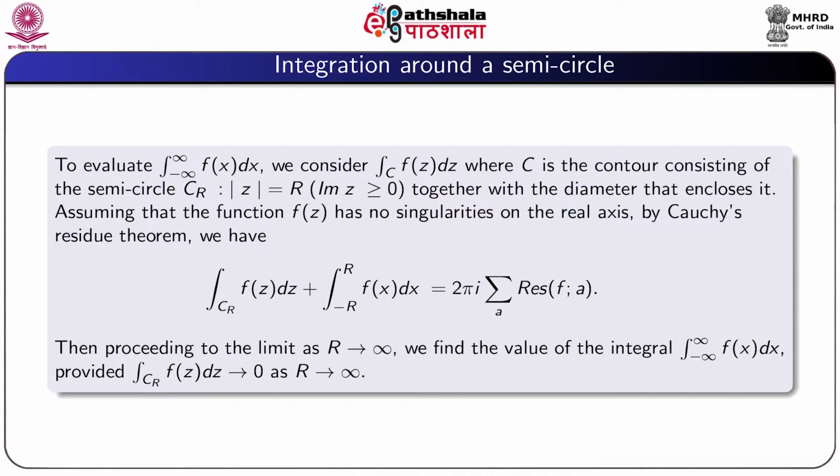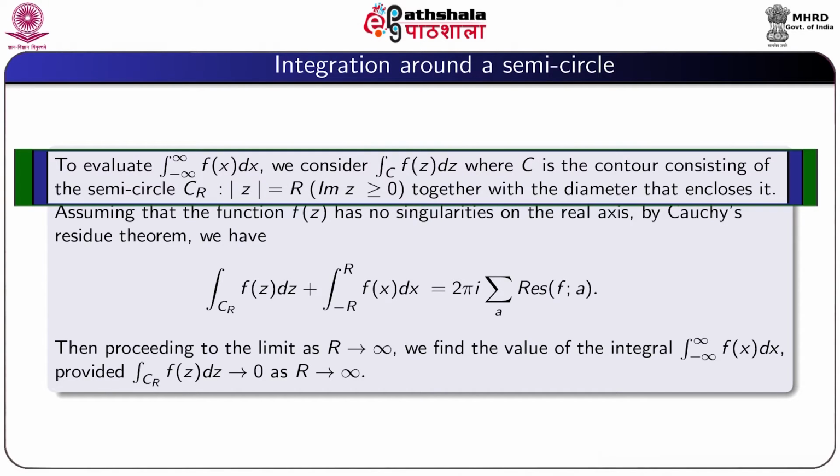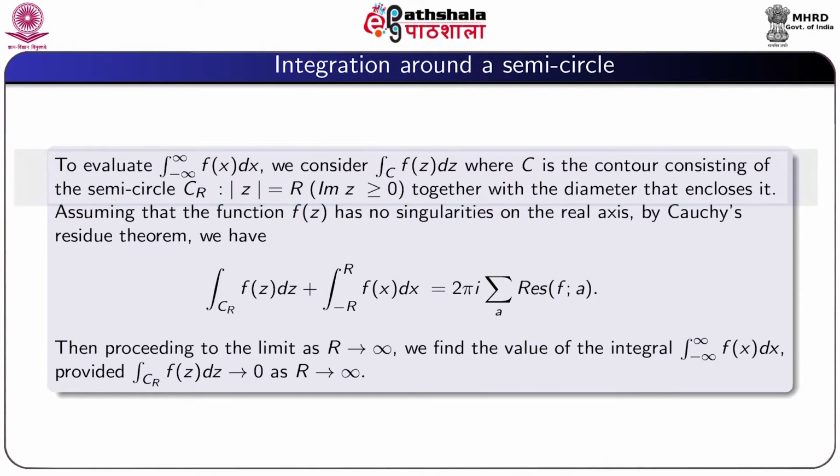Now we discuss integration around a semicircle. To evaluate the integral from minus infinity to infinity of f(x) dx, we consider the integral over C of f(z) dz, where C is the contour consisting of the semicircle C_R, which is |z| = R, imaginary part of z greater or equal to 0, together with the diameter that encloses it.